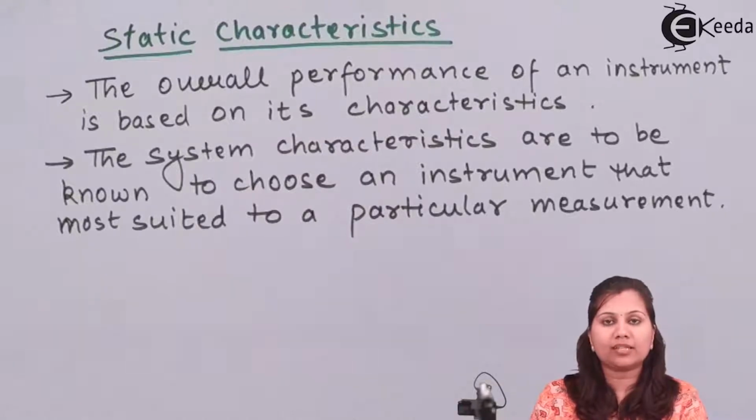Now these characteristics of the instruments are of two types: static characteristics and dynamic characteristics. Before starting with these characteristics, let us understand the meaning of the two words static and dynamic. Let us take an example. Suppose the master or the owner of the home is sitting on a chair and the worker in the home is doing some work for the master.